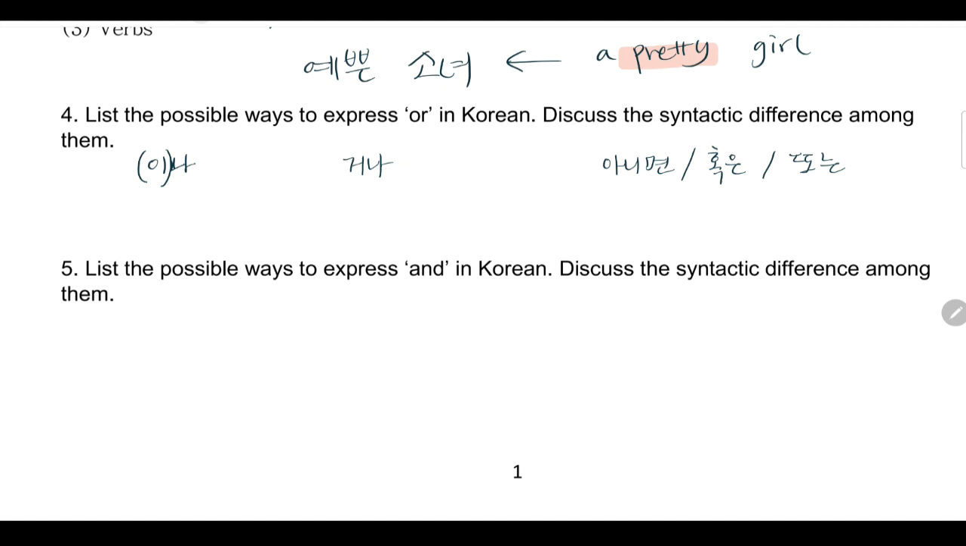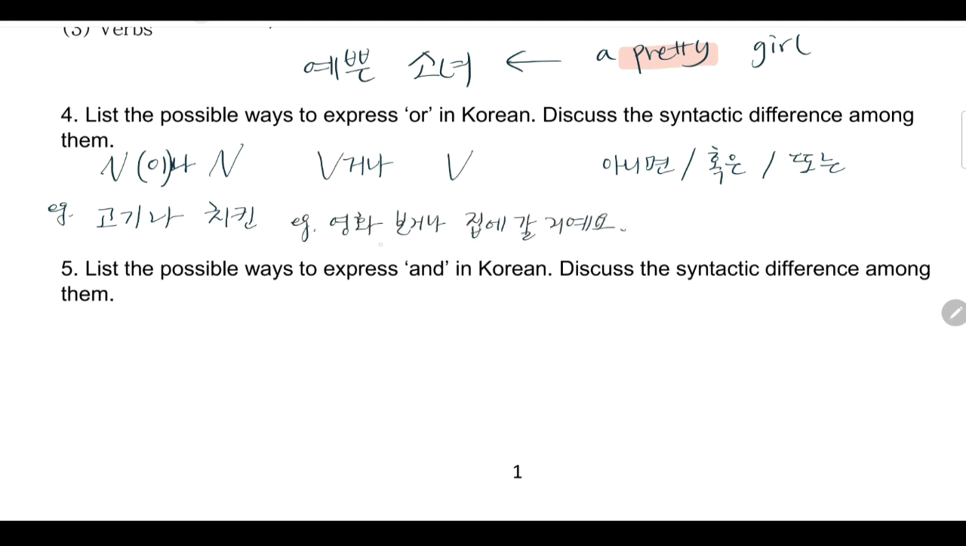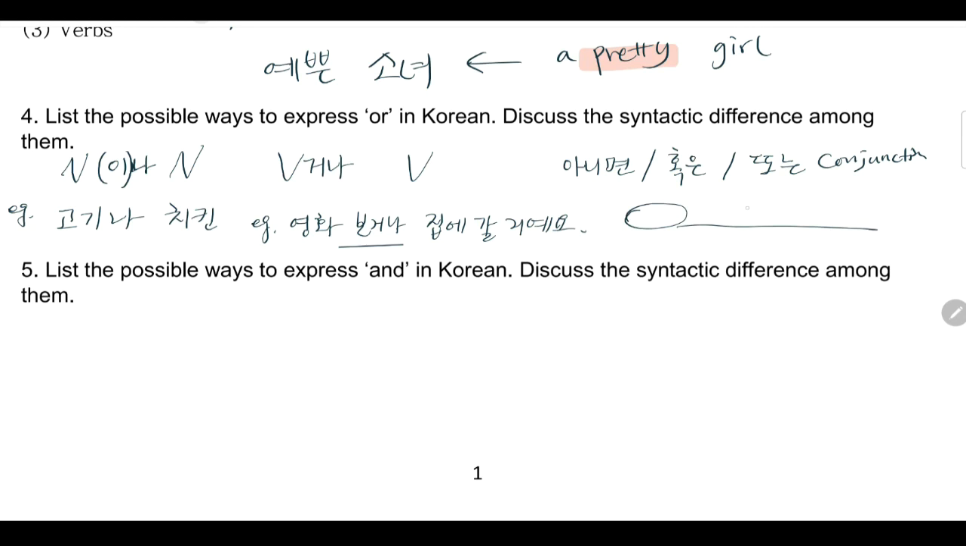이나, to use 이나, what do you need? So noun or noun, 이나 말해요. Ren, example sentence? 자, 고기나 치킨 좋아요. 고기나 치킨. So we need two nouns, meat or chicken. Then we need 이나 or 나. 자, for 거나, what do we need? Verb. Example sentence, you use the future tense, isn't it? I will watch a movie or I will go home. 자, 거나 needs a verb. 아니면, 혹은, 또는, they're basically conjunctions, which means you have to start the sentence with this.